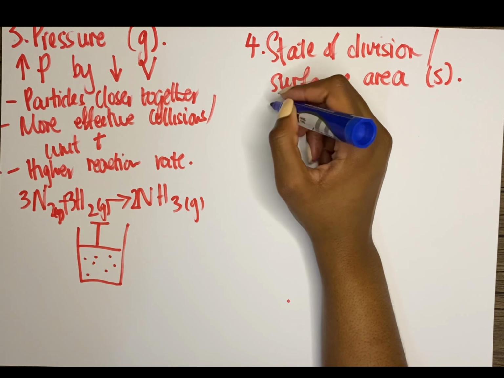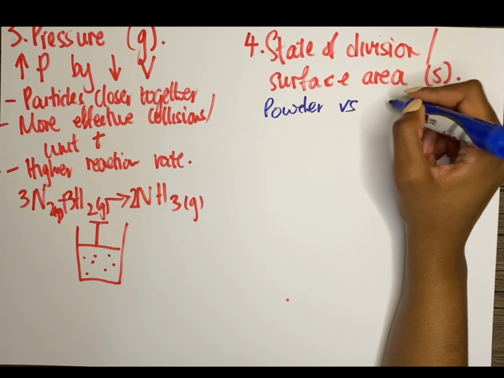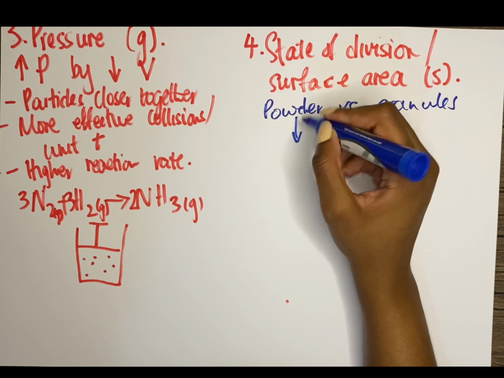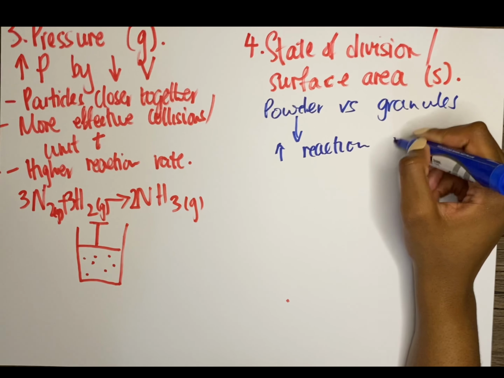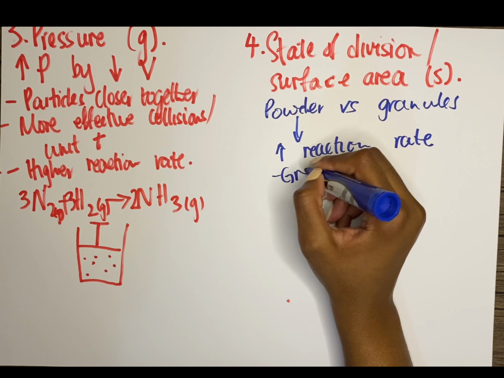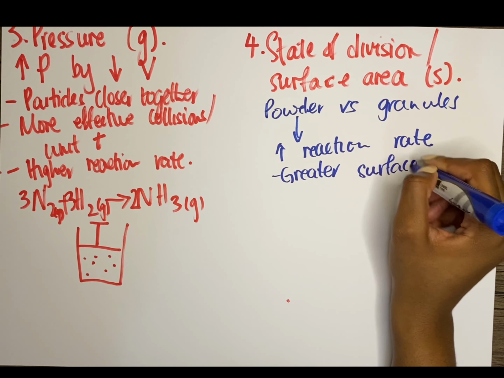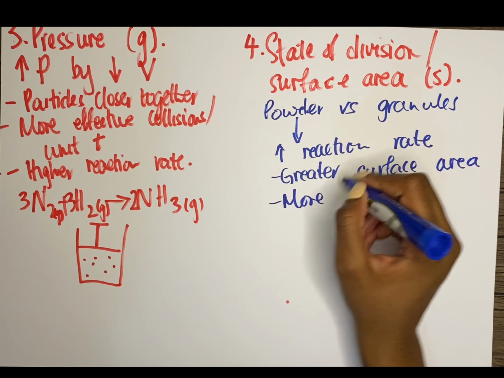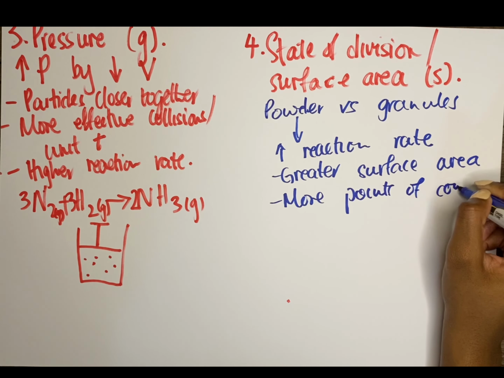So powder versus granules. The powder is going to have a higher reaction rate. It has a greater surface area, so it's going to have more points of contact for the reaction to occur.